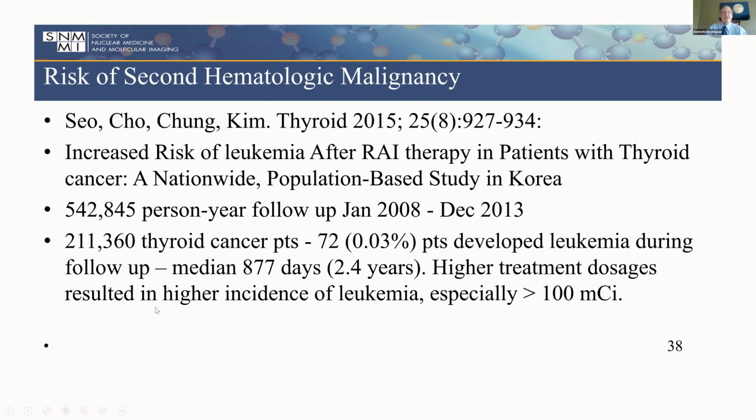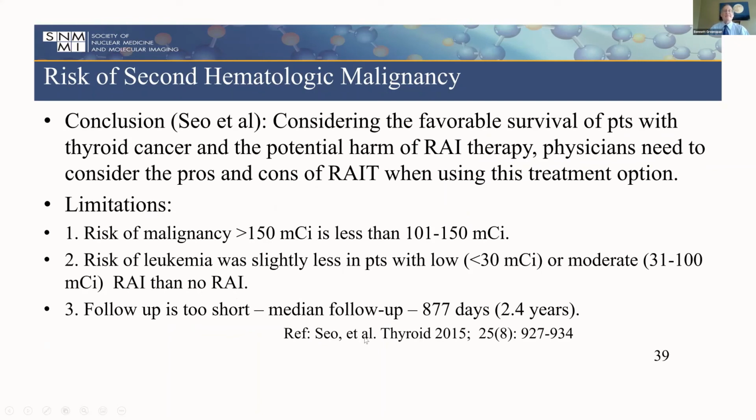Higher treatment dosages resulted in higher incidence of leukemia, especially greater than 100 millicuries. However, their conclusion was, considering the favorable survival of patients with thyroid cancer and the potential harm of radioactive iodine therapy, physicians need to consider pros and cons when using this treatment option. Well, it's generally true, but there's some limitations here. For one, the risk of malignancy with greater than 150 millicurie treatment is less than 101 to 150, which doesn't really make sense. It's really causing an increase. The risk of leukemia was slightly less in patients with low or moderate radioactive iodine than with none at all, and the follow-up is too short. So I'm not sure their conclusions are really justified either.